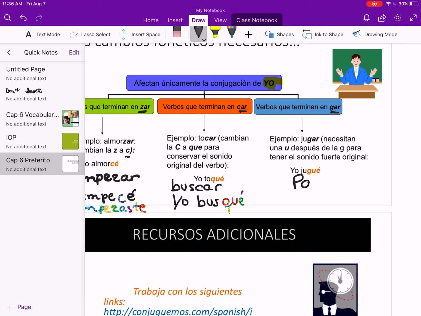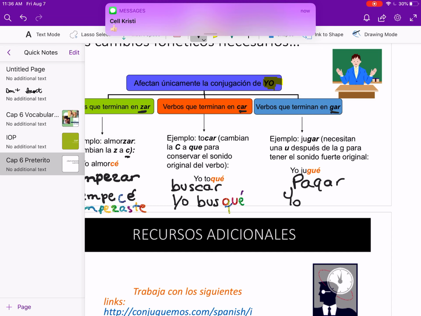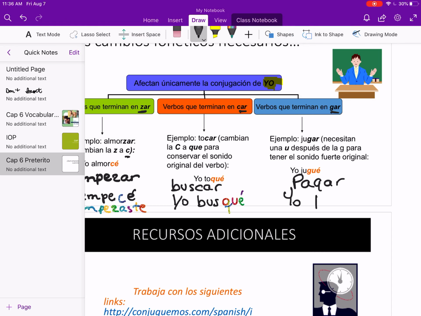Y jugar es lo mismo. Jugar o pagar. I paid $6 for my mask. Okay, yo... If you don't make the phonetic change, it would be yo pagé. And Spanish doesn't want that sound. It wants to keep the good sound of the original verb. So it adds a U and it's yo pagué.